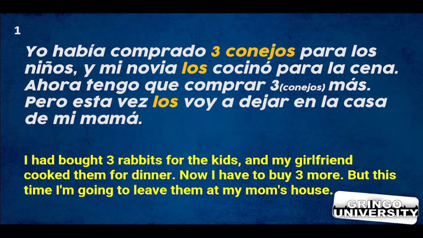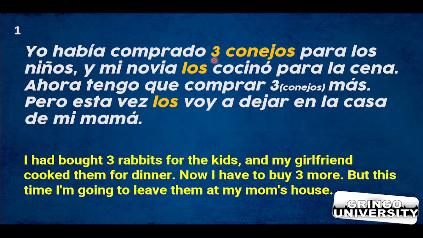Okay, here we have 3 conejos. This is the thing that we're going to replace with the direct pronoun. The direct pronoun is used so you avoid repetition. So I don't have to say conejos every single time if I'm going to be referring to the conejos again in the speech or with the person I'm talking to. So we use the direct pronouns to avoid repetition. So conejos is masculine and conejos is plural. So we're gonna use los.